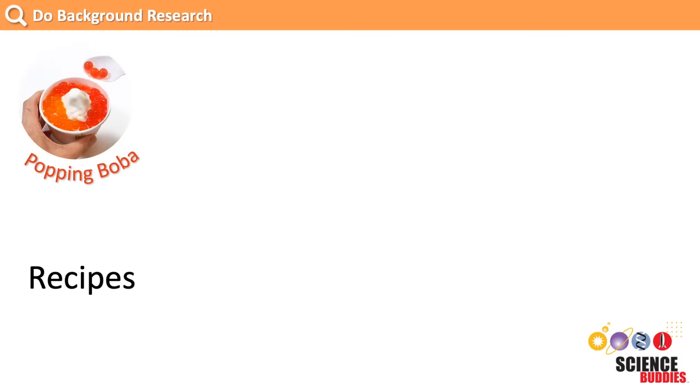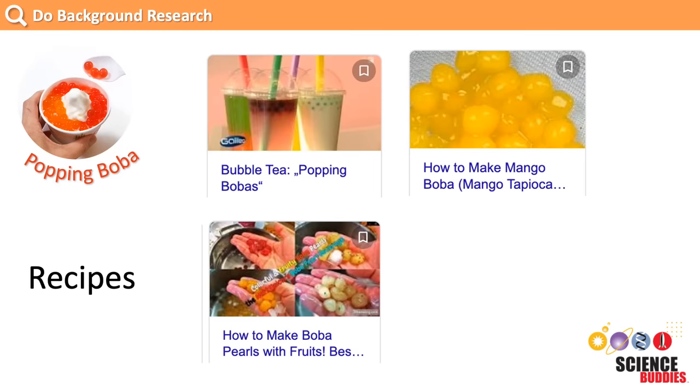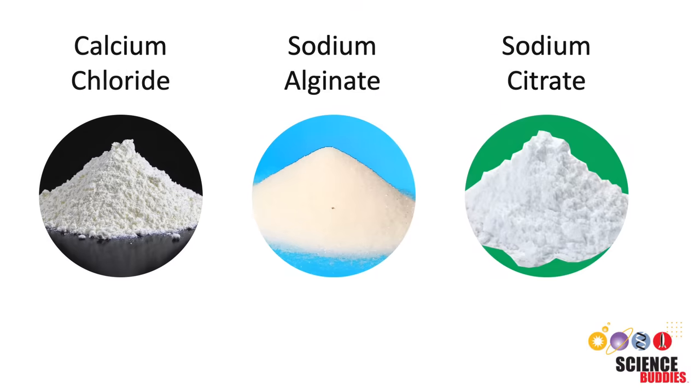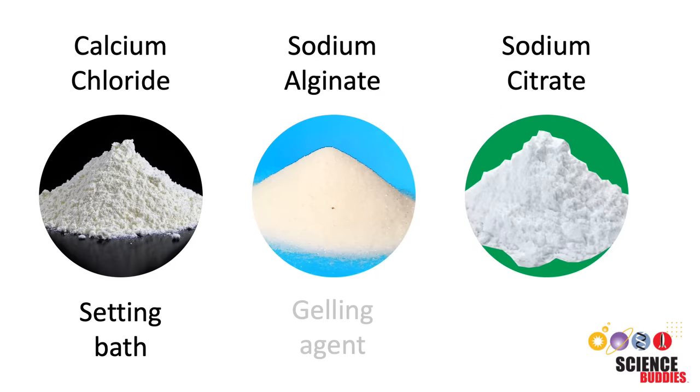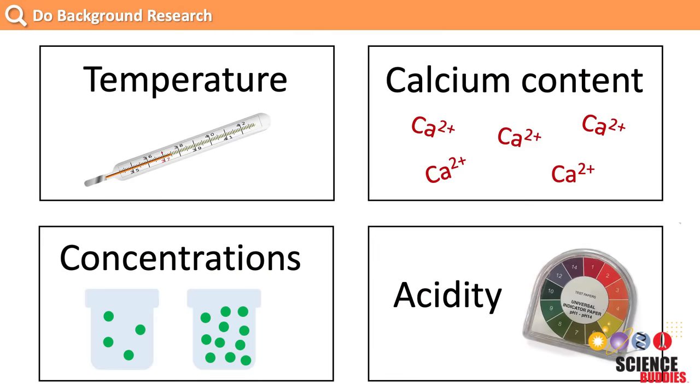In our popping boba example, we could research different popping boba recipes to find out what ingredients are necessary to turn juice into juice balls. We might also want to find out what the purpose of each ingredient is, what equipment is used, and what factors affect the ability of a liquid to successfully become popping boba. All this information will be helpful for the next steps of the scientific method.